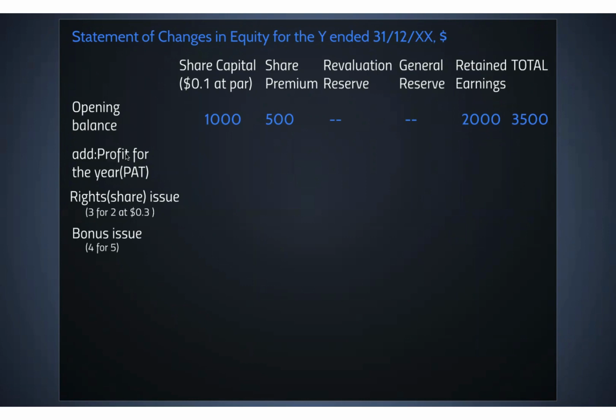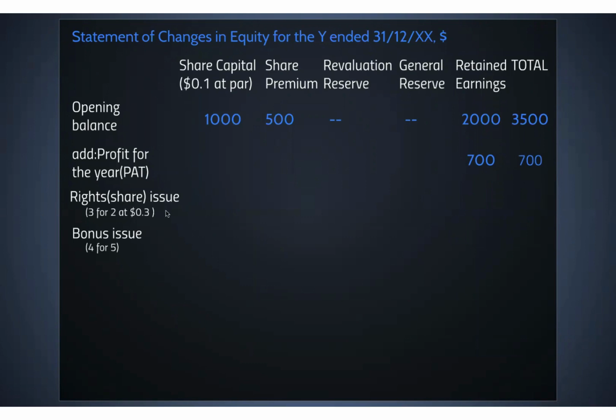During the year, the company earned profit. So let's assume that profit was $700. That profit would increase the retained earnings account for sure. So we have to add 700 in the retained earnings column, and of course total equity would increase as well. So the total capital increases.